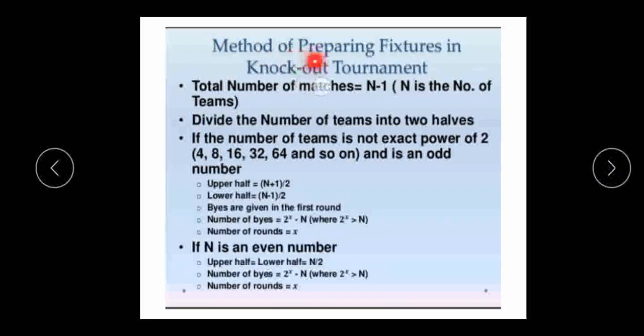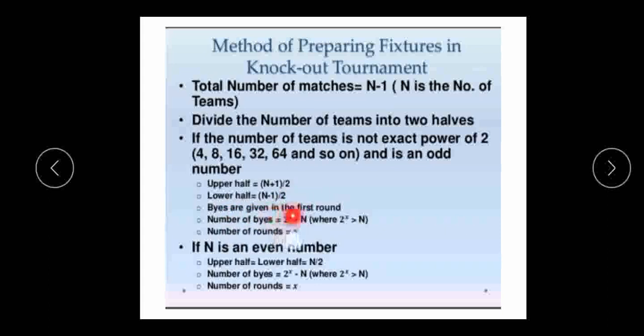Knockout method of preparing the fixtures in a knockout tournament. The total number of matches is N minus 1, where N represents the total number of teams. Divide the number of teams into two halves. If the number of teams is not an exact power of 2, such as 4, 8, 16, 32 and 64 and so on, and it is an odd number, then use this formula: divide into two parts, the upper half and the lower half. The upper half formula is (N plus 1) upon 2. The lower half formula is (N minus 1) upon 2.